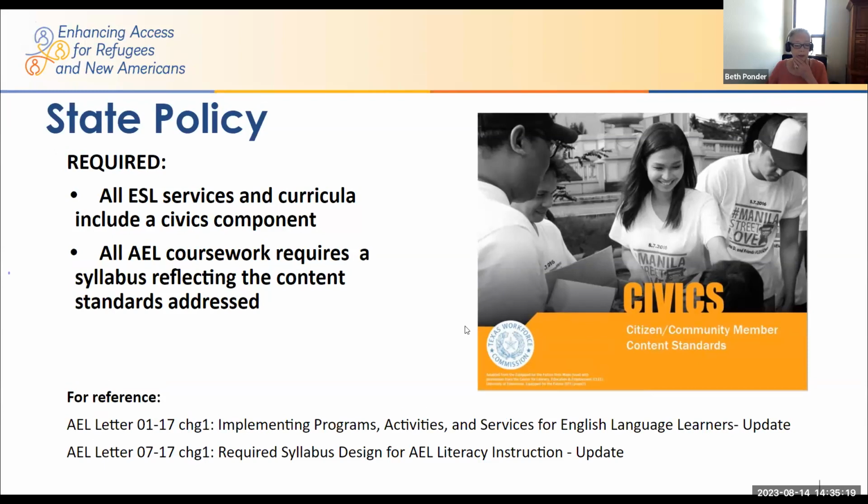What informed the civics standards? The inspiration came from the National Institute for Literacy Equip for the Future Content Standards project. And if you've been around as long as me, you remember Equip for the Future and NIFL. The EFF content standards were developed over like a 6-year period of time by hundreds of adult education practitioners and experts nationwide.